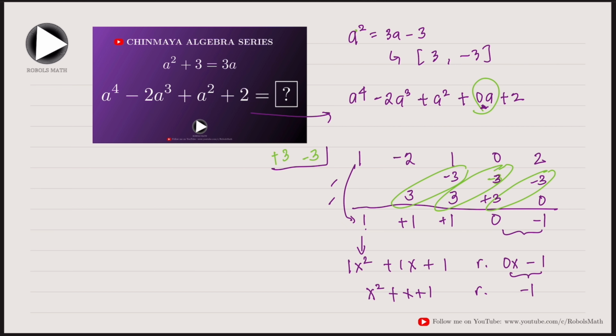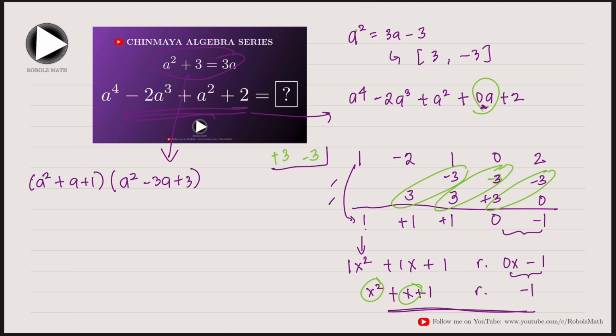How is this relevant to the given problem that we have? If we know this, then we can rewrite this expression here as, actually this should be a. This thing here should be a instead of x. But anyway, we will have here a squared plus a plus 1 times our divisor, that is a squared minus 3a plus 3. This is it. Plus the remainder, that is negative 1.